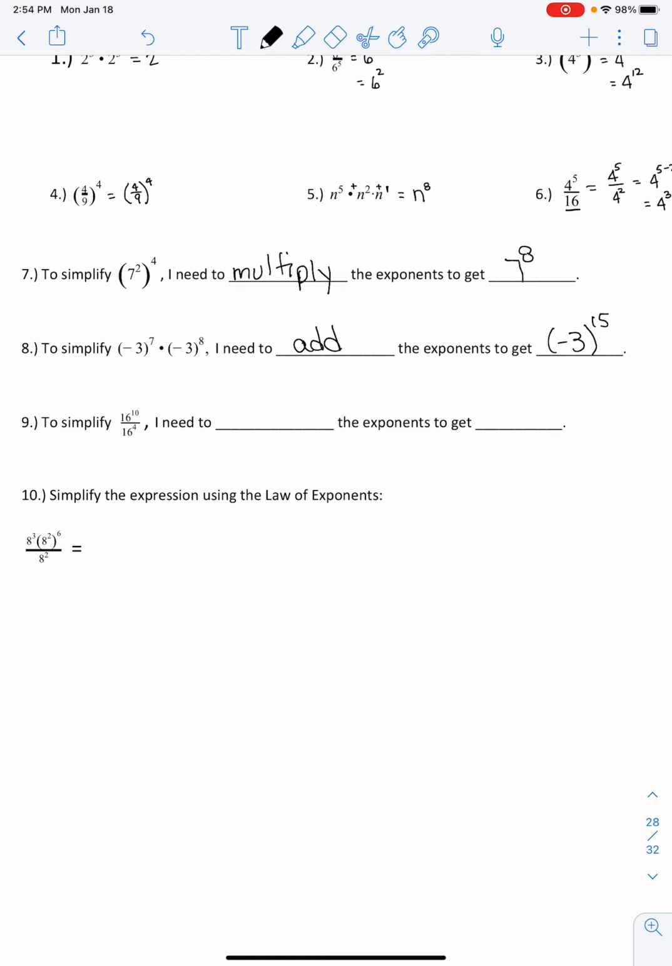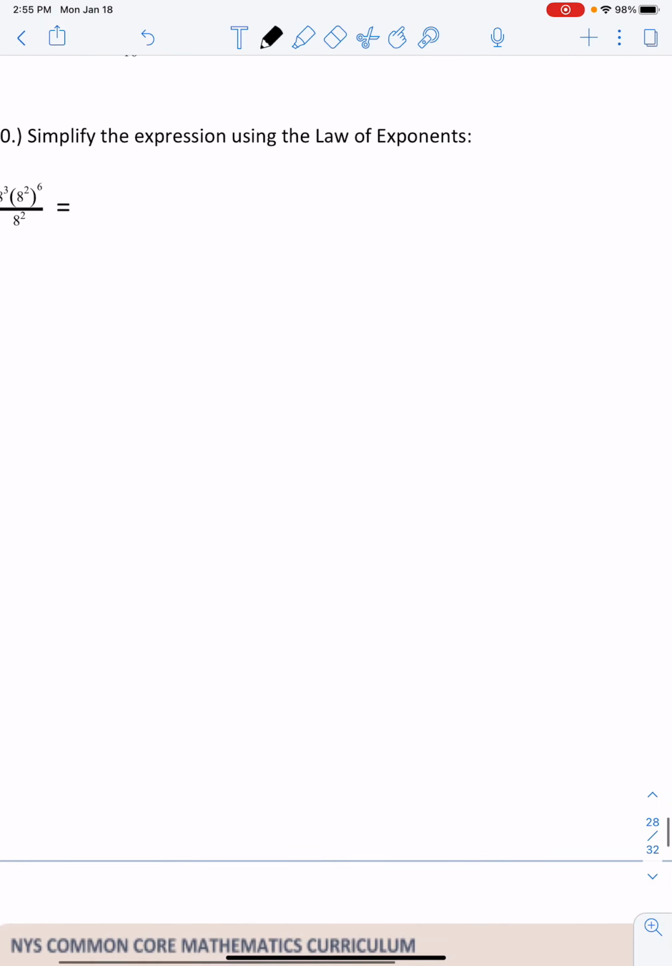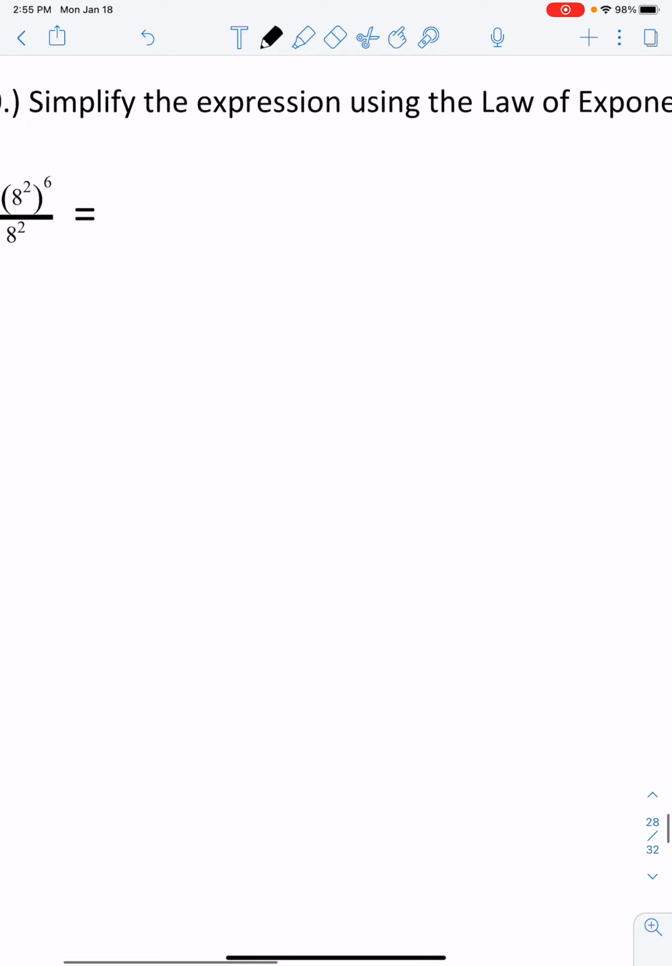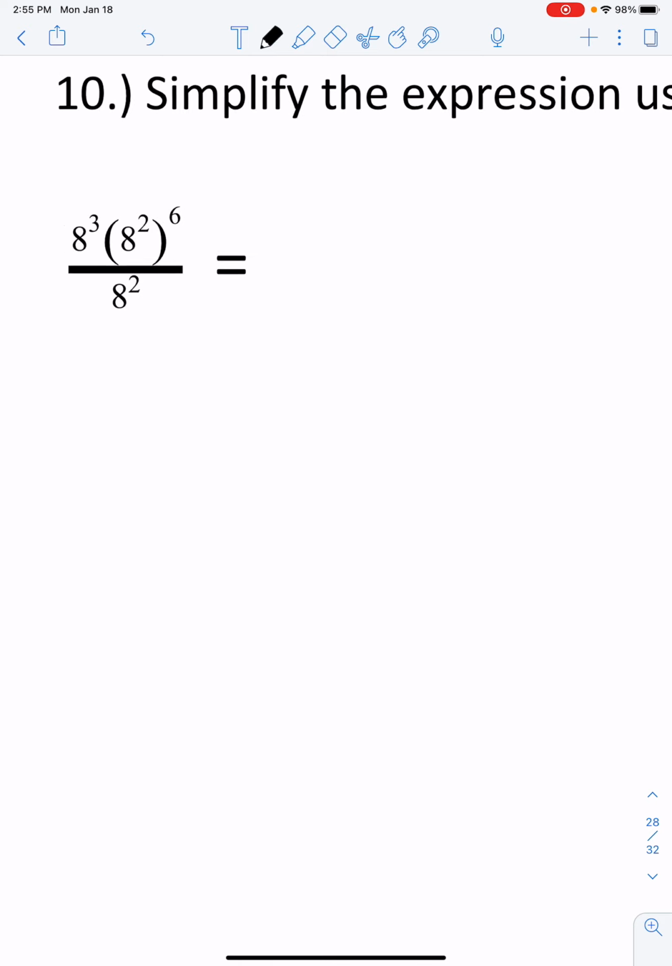Number 9, to simplify 16 to the 10th divided by 16 to the 4th, I need to subtract the exponents to get 16 to the 6th power, because 10 minus 4 is 6. The last problem that we have here is to simplify the expression using the laws of exponents. And we're basically doing 2 things here. For 1, you have to use the order of operations. For 2, the laws of exponents.